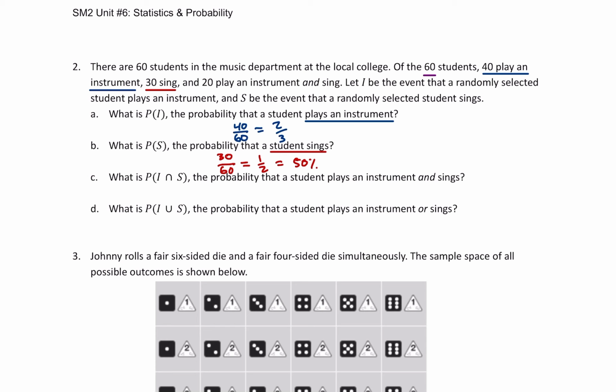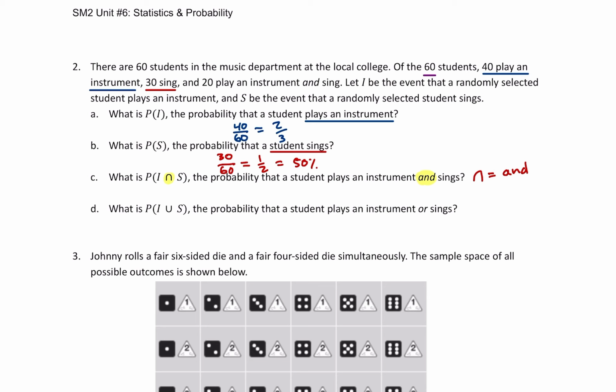Now this one's got a weird symbol in it, right? It says, what is the probability, and this is read, of I intersect S? So what does that mean? Well, it also says in words, the probability that a student plays an instrument and sings. In other words, this upside down U is called an intersection, and it means and. So what's the probability that a student plays an instrument and sings?